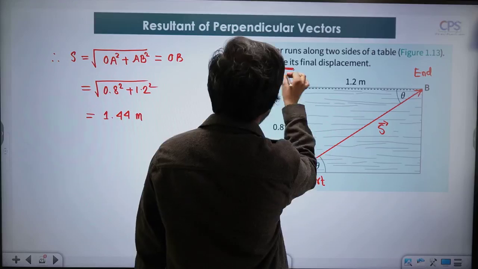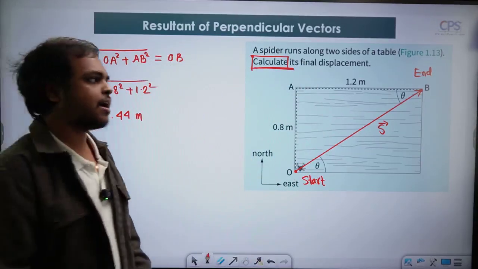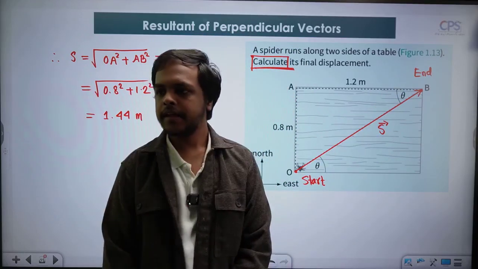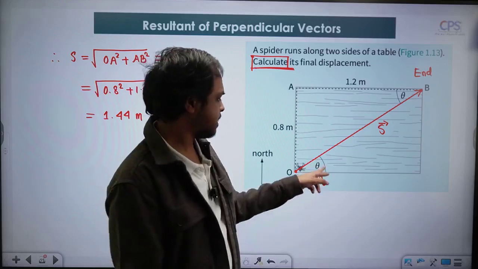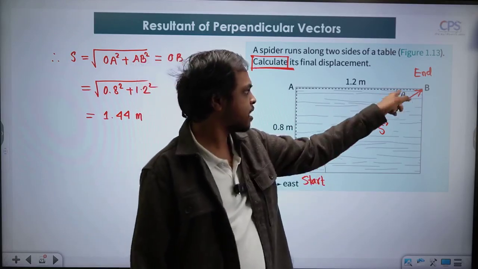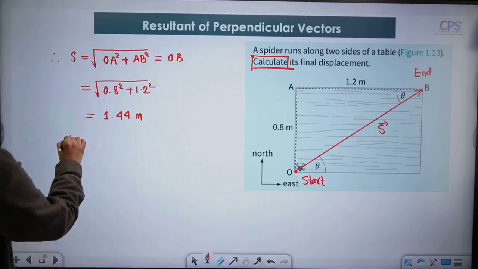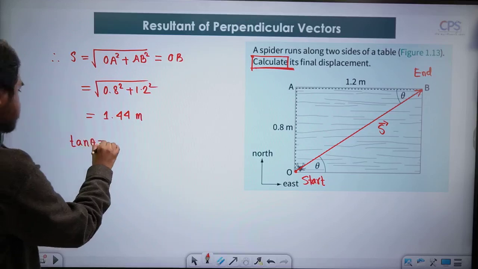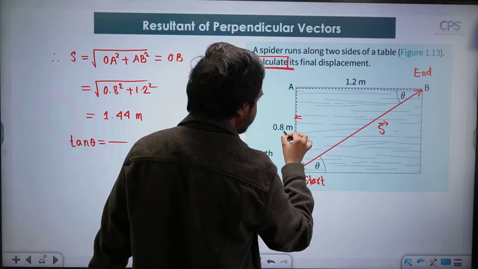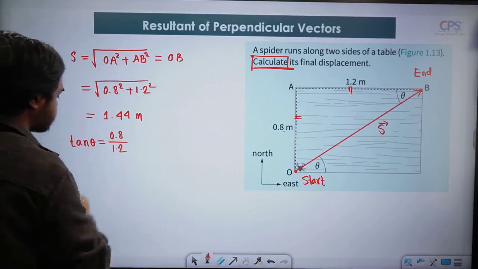So it says calculate. So also need to calculate the direction. Right now, check the question. They have already specified a theta here. So this theta and this theta is the same. See, mathematically, geometrically, these are the same values. So you have to get the theta here. So what's the theta? So tangent of theta equal to, see, if this is theta, so we will get 0.8 by 1.2. 0.8 by 1.2.